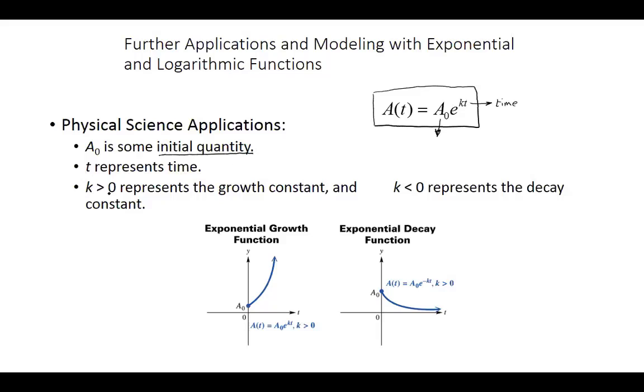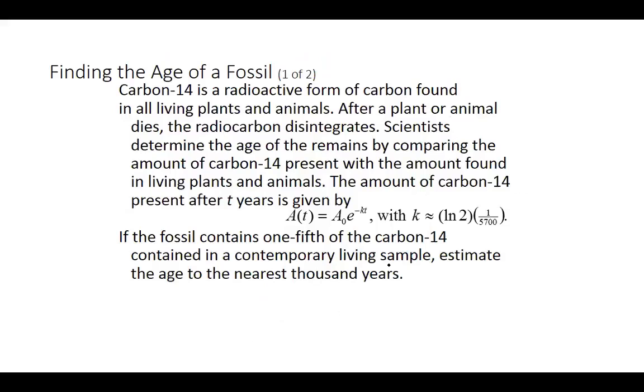When k is greater than 0, it represents the growth constant. If k is less than 0, it represents decay. So you can see the graph when we have growth or decay, depending on whether k is greater than 0 or less than 0. Let's take a look at this application problem.